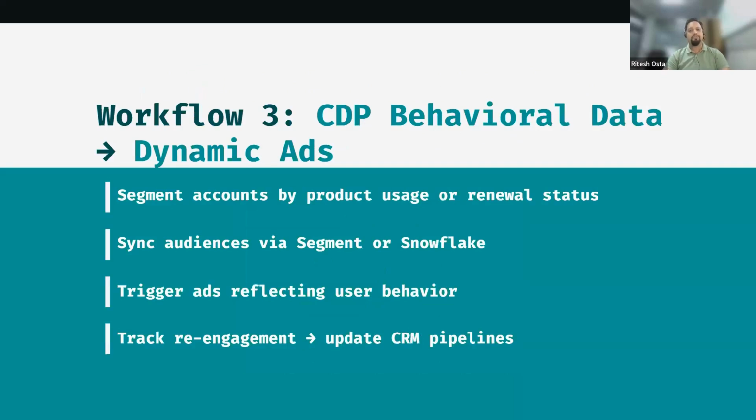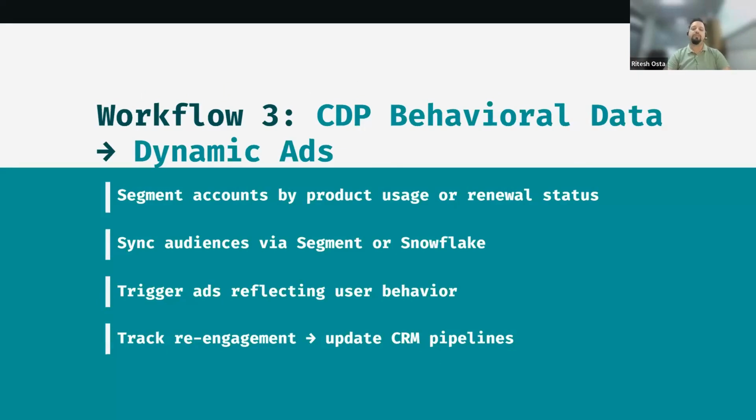The third workflow is CDP behavioral data for dynamic ads. This is a very common use case that we use all the time. Your CDP may hold product usage data. For example, you have a mobile app, and 80% of the users are non-paying users, free trial users, whatever it is, they're using your app.